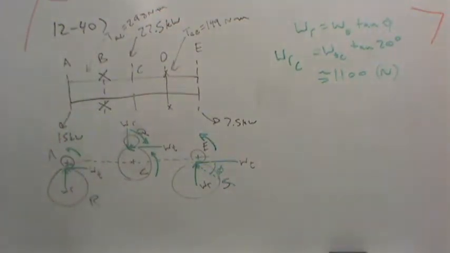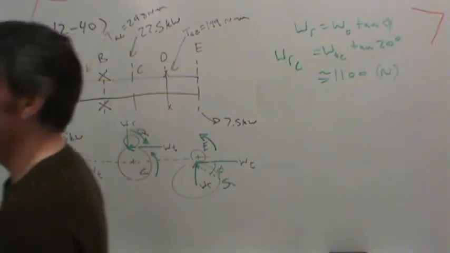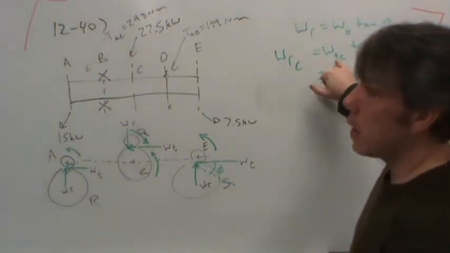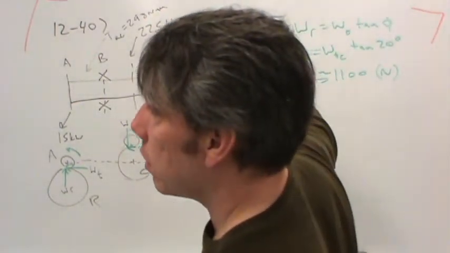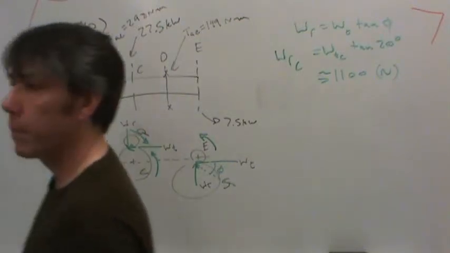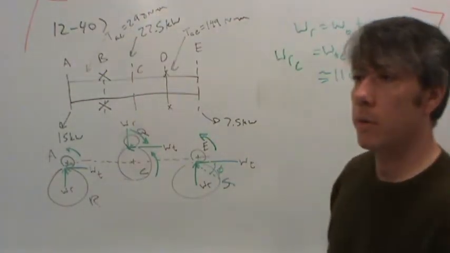I've also calculated the radial loads at A and E, since that information is now available. You take the tangential load, which is about 3,000 or so, multiply it by the tangent of 20 degrees, and that's where you get the 1,100 from. Any questions on that?